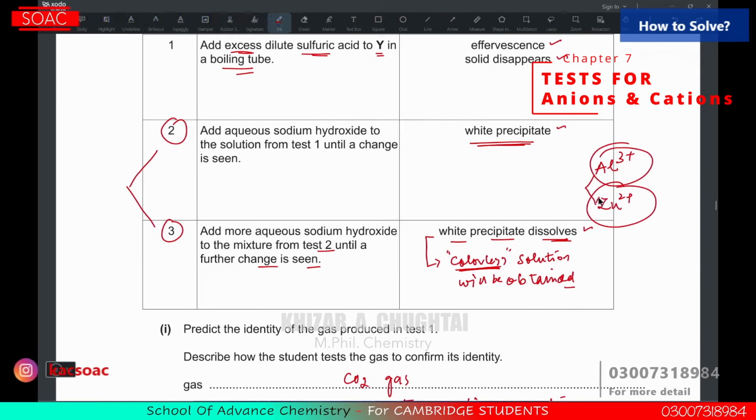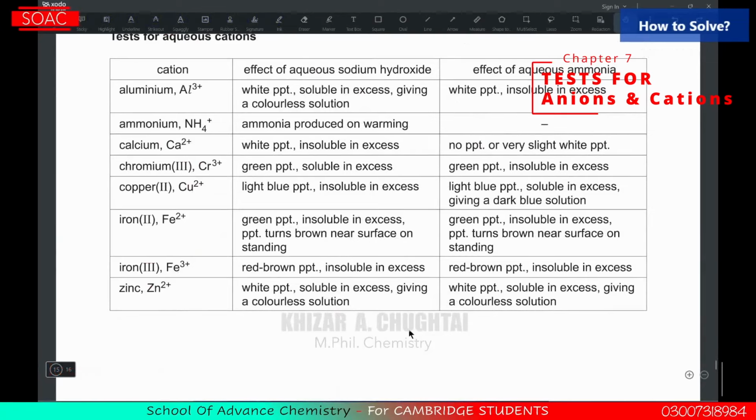Once again, we can confirm it from this data table. Where is the test for cations? Here. You can see that in the case of aluminium, a white precipitate formed, soluble in excess, giving a colorless solution. In this case too, white precipitate forms, soluble in excess, giving a colorless solution. So again, as I told you, these two give the same observation with sodium hydroxide, but they do not give the same observation with aqueous ammonia. Aluminium remains insoluble in aqueous ammonia, but zinc remains soluble in excess ammonia.